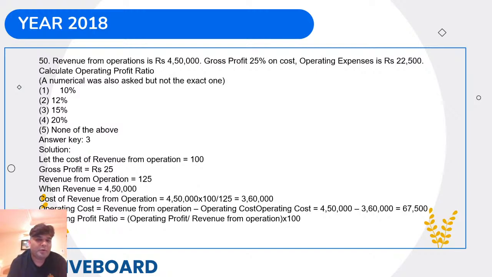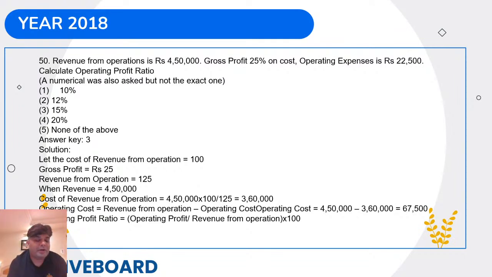So the cost of revenue from operation is 100. That is an assumption. So gross profit is how much? 25% on cost. That would be rupees 25. Revenue from operation is 125 because you will add 25 to 100. So when revenue is 4,50,000 rupees, cost of revenue from operation is 4,50,000 into 100 upon 125. Right, so that is 3,60,000 because 125 corresponds to 4,50,000, so 100 will correspond to 3,60,000. So that is the cost of revenue from operation.